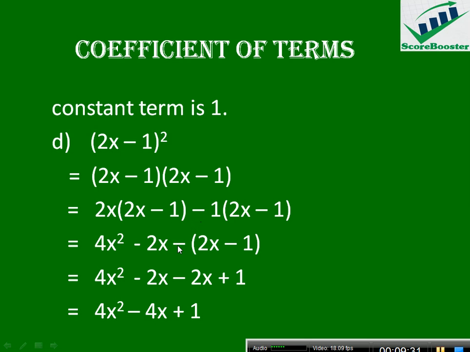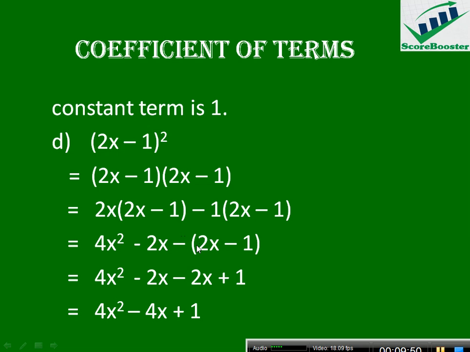And I told you to leave the sign and then use the number to multiply the bracket. 1 multiplied by 2x is 2x. 1 multiplied by minus 1, you write down your sign, and then 1 multiplied by 1 is 1. Now use this sign to open the bracket. Here you already have 4x squared minus 2x.